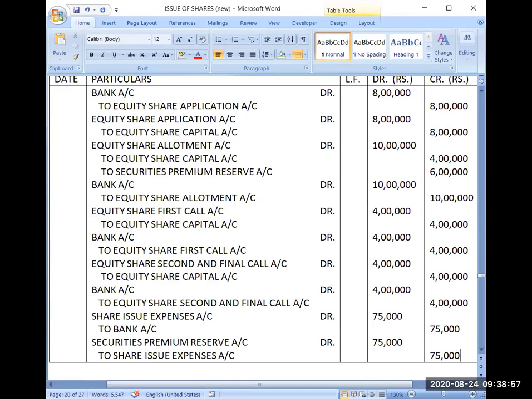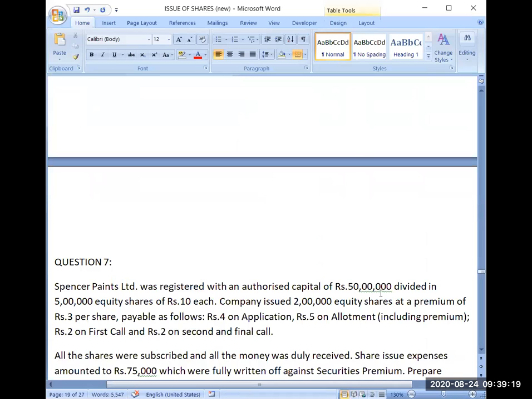Because in your syllabus only presentation of share capital is there, don't worry about how to write the bank account in the balance sheet. Don't present reserves and surplus and securities premium. It is not in your syllabus to present in the balance sheet. You have to just write share capital, and share capital will be like authorized will be how much? Authorized will be 50 lakh. Then issued will be how much? 20 lakh.